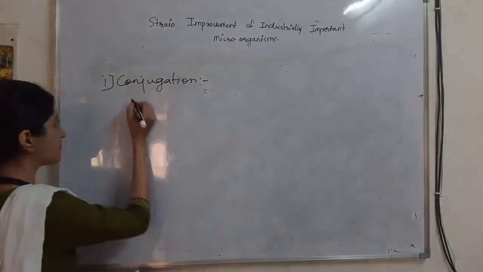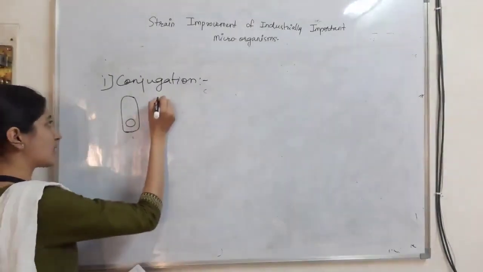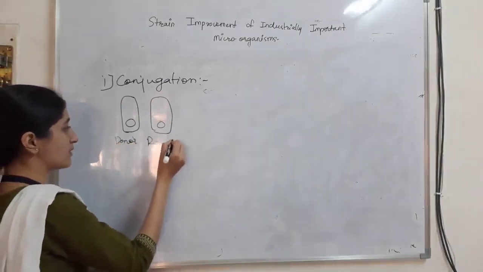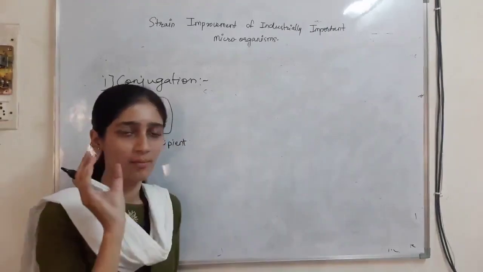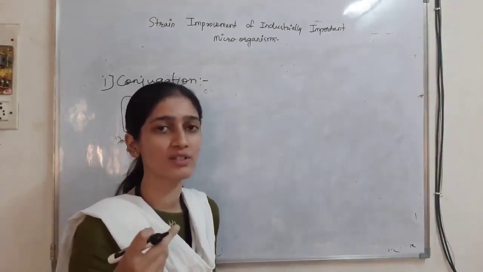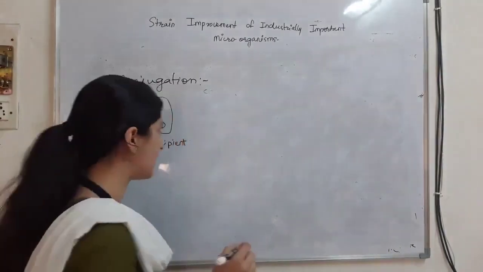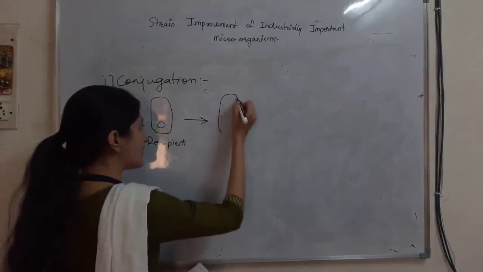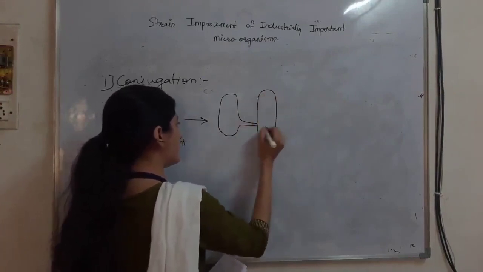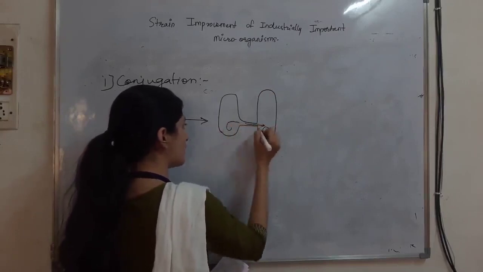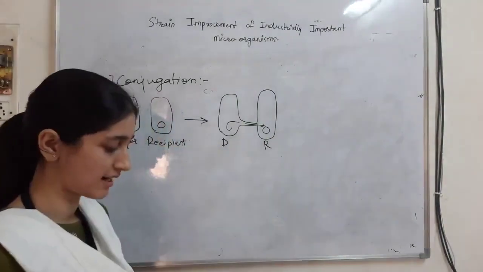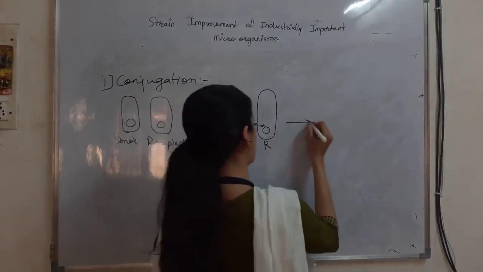In conjugation, we suppose this is a donor cell and this is a recipient cell. If a bacterium consists of a plasmid that has an extra gene which gives it an ability to produce a certain antibiotic, then with the help of appendages like pili, both bacteria come in close contact with each other and the chromosome is transferred to the recipient cell. This is R, this is D. D stands for donor, R stands for recipient.